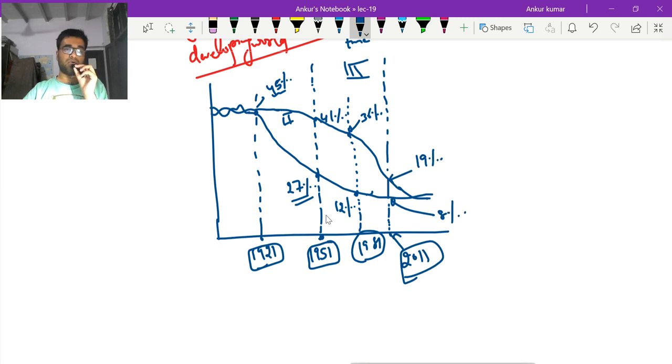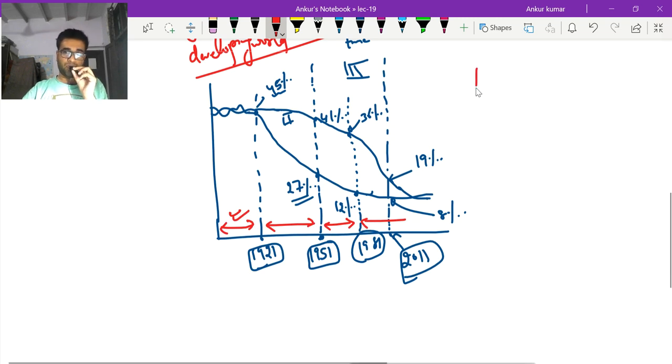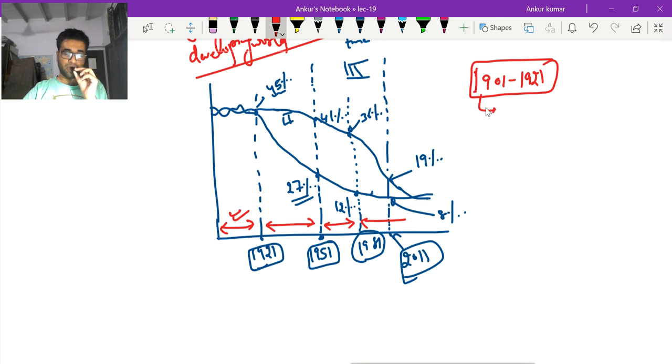So we will study basically in the four phases that I said. From the first phase we will study this, in the second phase we will study this part, the third phase we will study after 1981. So basically from 1901 to 1921, India's population growth was recorded to be 5.42%. This was the population growth rate of India, right?